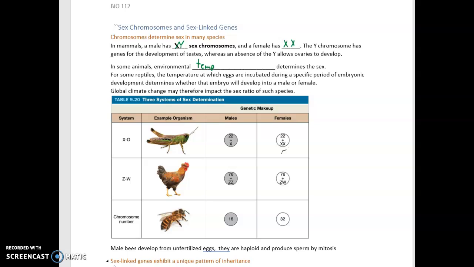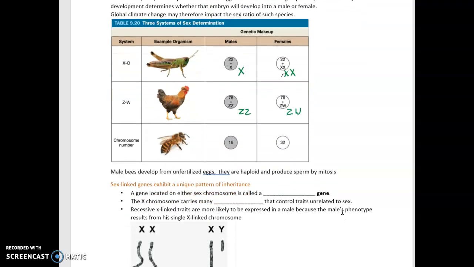In some insects, they have an XO system. So the males are X and the females get two X's. In birds, we have a ZW system where the males get two Z's and the females get a ZW. In honeybees, it's the number of chromosomes. So male bees will develop from unfertilized eggs. They're haploid and they'll produce sperm by mitosis.